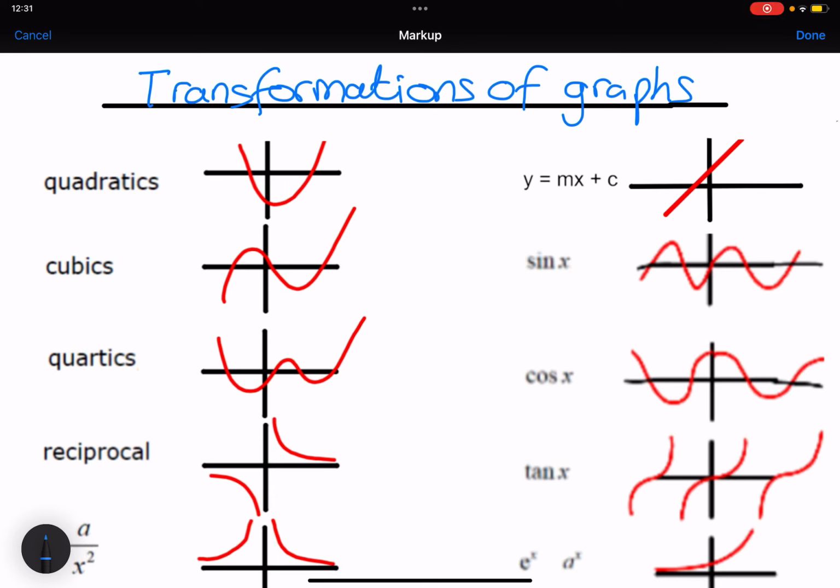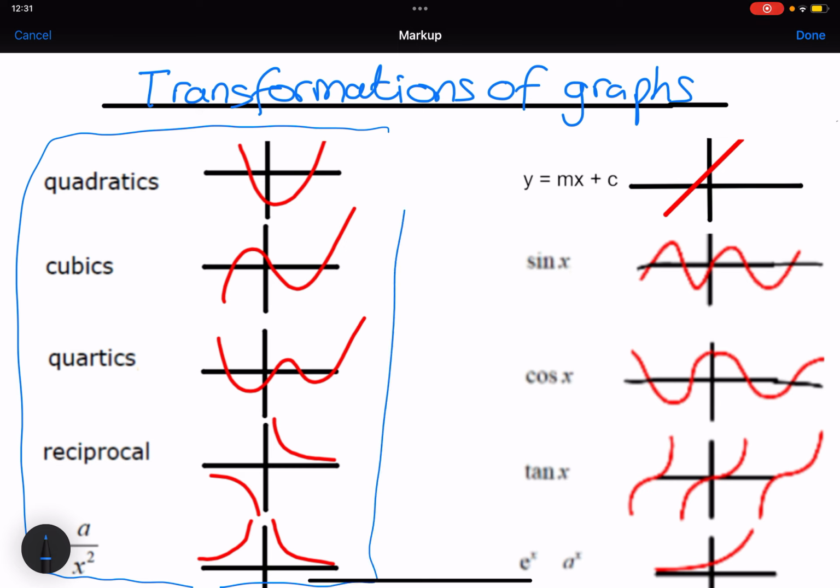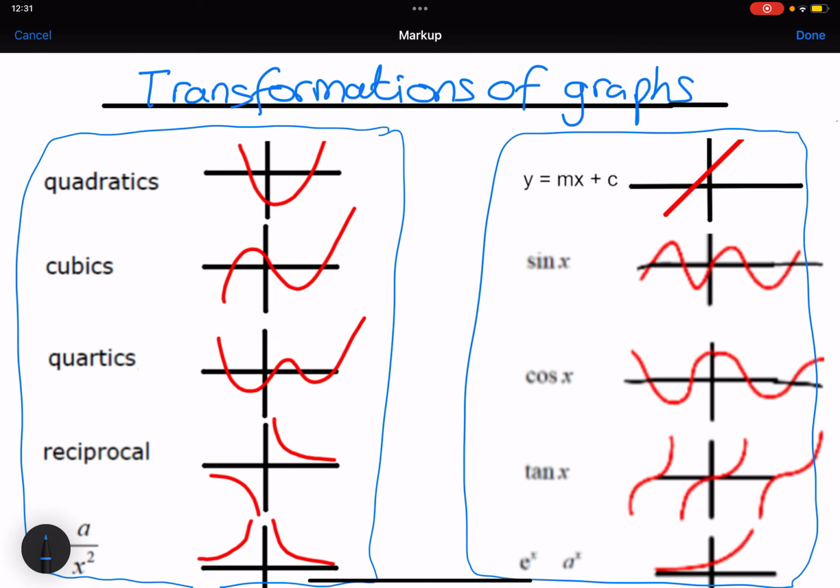This video is all about the transformations of graphs. You should be familiar with all of the graphs on the screen right now, either from this year. We've covered all of the ones on the left-hand side in year 12 so far, and the ones on the right-hand side you've either covered in GCSE, or we're going to cover them in a lot more detail later on this year. But you should have a rough idea of all of these shapes based on the equations.